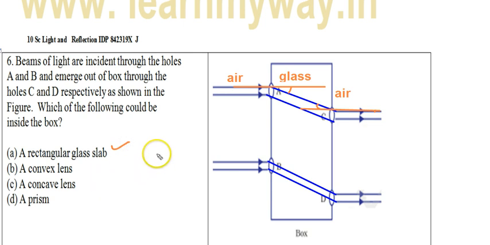A convex lens is doing what? If we take a convex lens here, it is going to converge these rays, as you are aware. Similarly, a concave lens will cause divergence. A prism is going to split light into 7 parts. So all other options are not possible. So the correct option is A, that is rectangular glass slab.